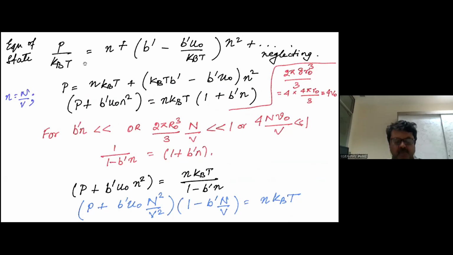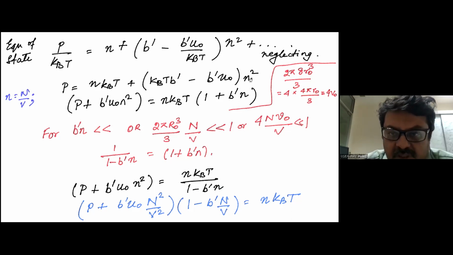And that's exactly what we put in the virial equation of state. In that, we write P by kBT equal to N, which is the ideal gas term, into, now we have an expression for B2. So B dash minus B dash U0 by kBT. Remember, this has the same units, into N square, where N is the number of particles in the unit volume, which in turn can be written as, well, all that we are doing is taking the kBT on this side, N kBT, B dash minus B dash U0 by kBT, and this kBT cancels, into N square, right?